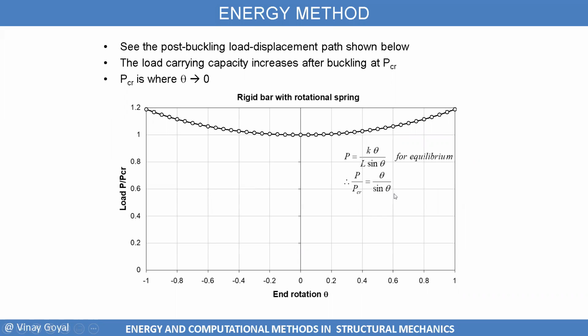Now we know that this point here corresponds to P critical equals k over L. We found that that's the case, and that's when buckling occurs. But to plot this, all we have to do is plot P divided by P critical versus theta divided by sine theta, and then we can see how this curve behaves. And you can see here, this should be stable because when I apply a load beyond that, I can increase the load with an increasing value of theta.